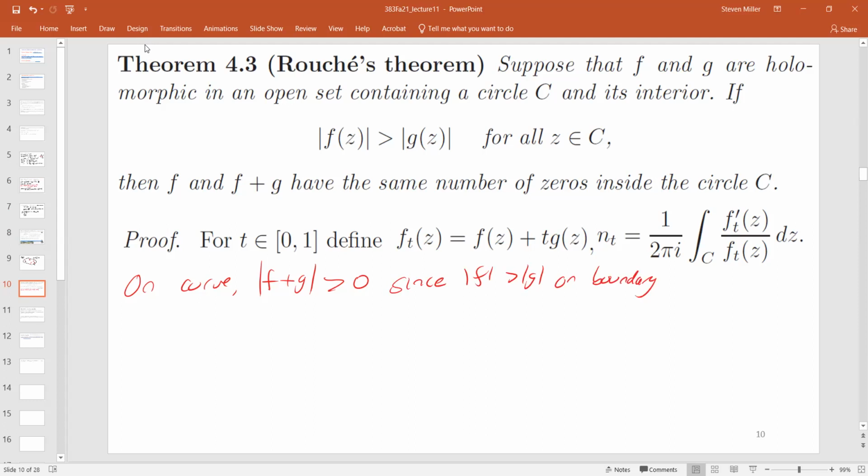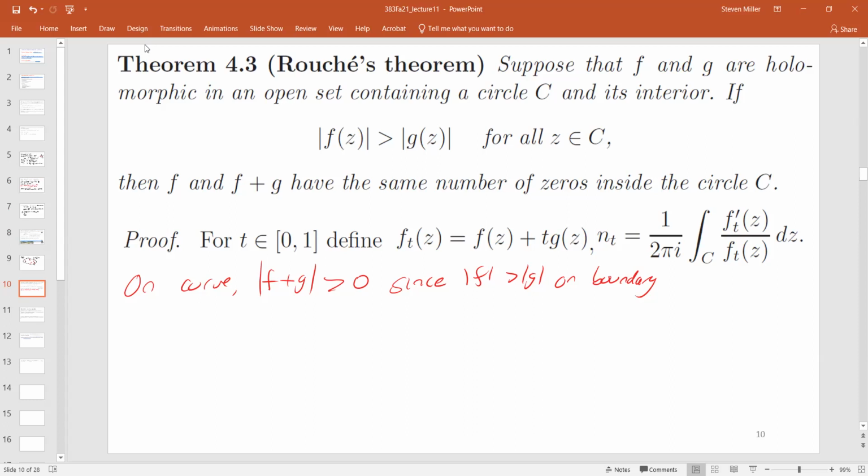So we do know that the absolute value of F is greater than zero. It is possible that at some point in the interior, F plus G is zero. But on the boundary, it can't be F plus G equals zero, because the absolute value of F is strictly greater than the absolute value of G. So even if G and F have opposite phases, the maximum possible cancellation is not going to be enough to cancel. So we now have a function which is not zero on the boundary. And because we're assuming F and G are holomorphic, we know it has no poles.